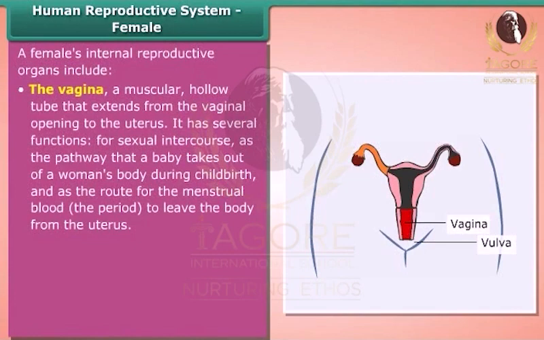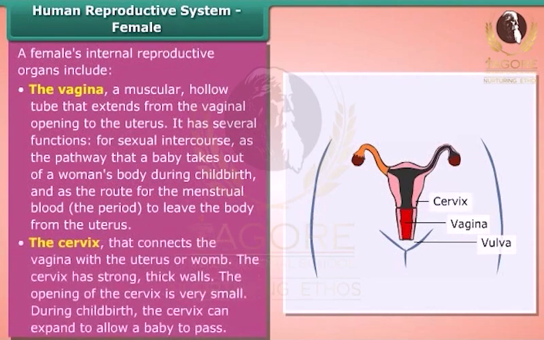It has several functions: for sexual intercourse, as the pathway that a baby takes out of a woman's body during childbirth, and as the route for the menstrual blood, the period, to leave the body from the uterus. The cervix connects the vagina with the uterus or womb. The cervix has strong, thick walls. The opening of the cervix is very small. During childbirth, the cervix can expand to allow a baby to pass.